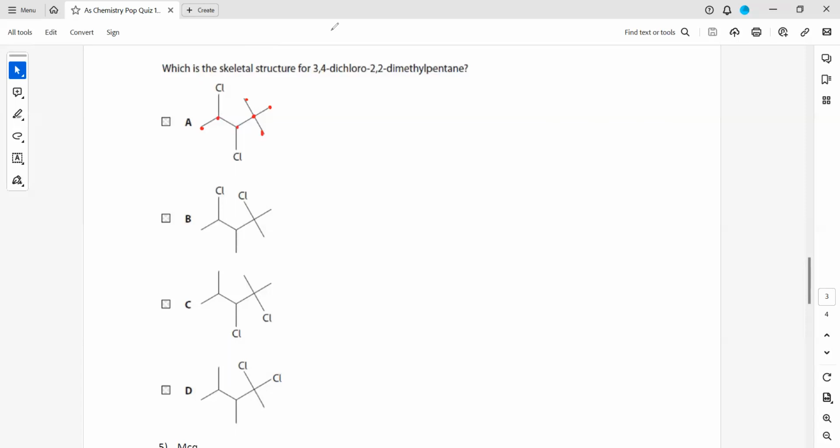So first we select the longest chain of carbon. If I select 1, 2, 3, 4, 5, or if I start from here, 1, 2, 3, 4, 5. So both ways, if I try to select, I will get 5 carbon atoms in the chain. So whenever you're naming a hydrocarbon or an organic compound, what is the first step? Select the longest carbon chain. That is the first step.